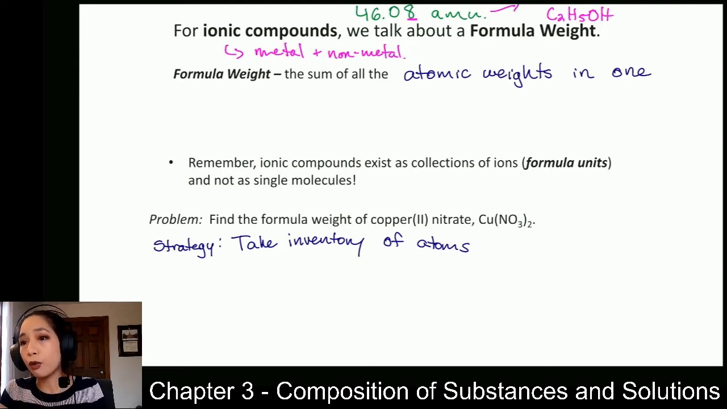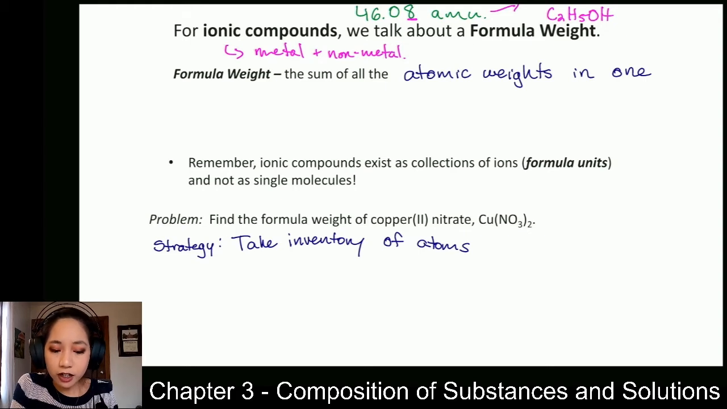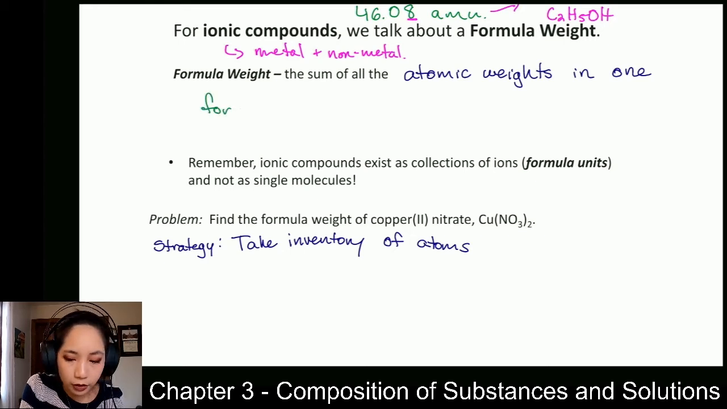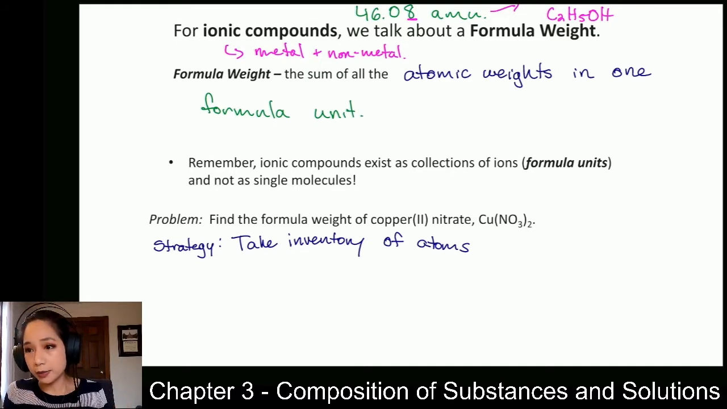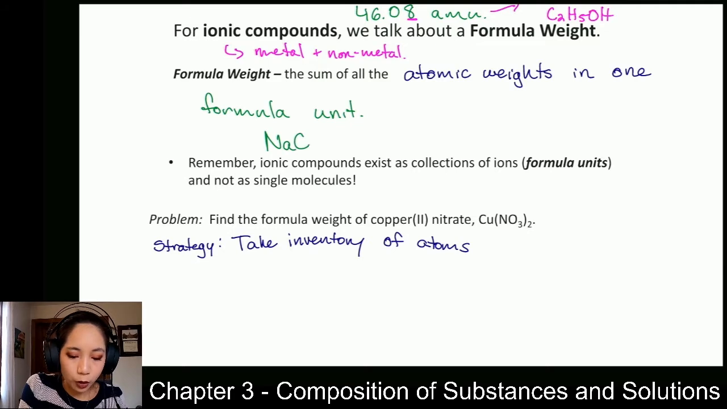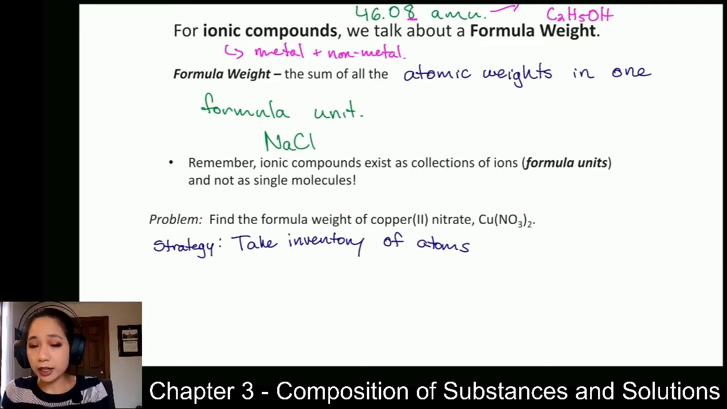And so that brings us to formula weights. Formula weight is essentially the same as a molecular weight. It's just applied to ions or ionic compounds. So essentially, the definition is the same here. The formula weight is the sum of all the atomic weights in a chemical formula for an ionic compound in one formula unit. For example, we have sodium chloride. That is the simplest way we can convey the ratio between sodium ions and chloride ions. So this would be one formula unit.